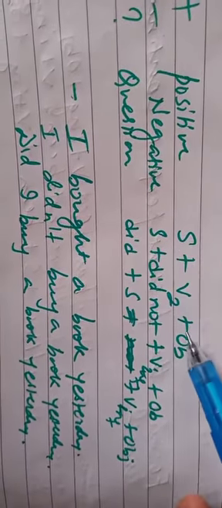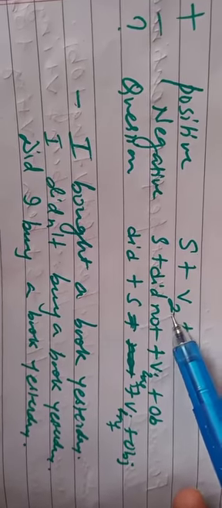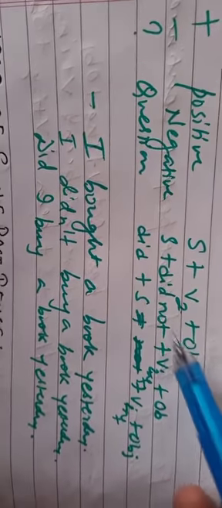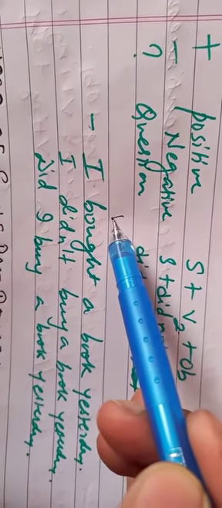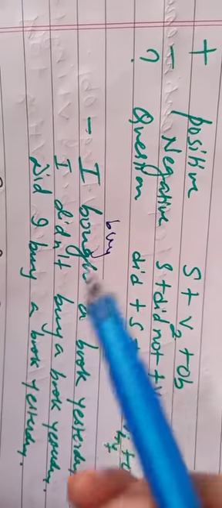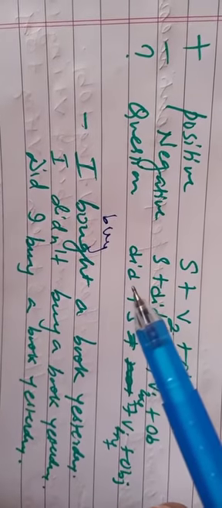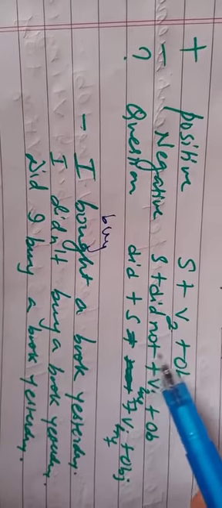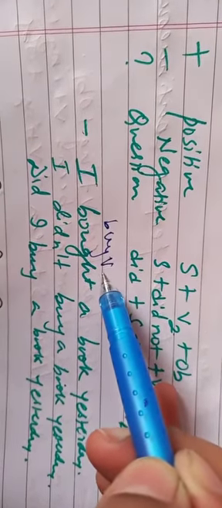So in the positive or affirmative form, we use a subject, the past form or the V2 form of the verb, and the object. Like I bought a book yesterday. So what is the V2 form of the verb buy? Bought. Okay, a book yesterday. Then when we have to make a negative sentence, we add did not, and the V1 form of the verb and the object. Like I didn't buy a book yesterday. Okay, so this is the V1 form.